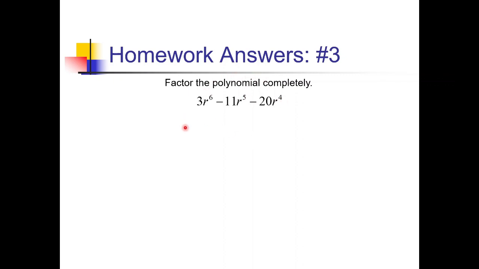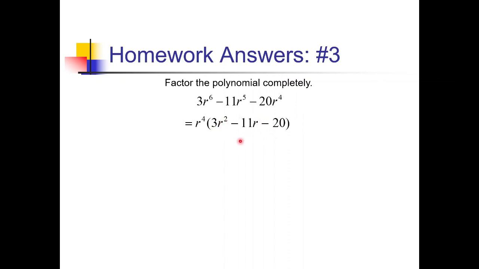So if I factor out an r to the fourth, that leaves me with 3r to the 6 minus 4, so r squared, minus 11r to the first, minus 20. And now the million-dollar question is, am I done? Or can I factor the stuff inside here a little bit more? Well, since we have a 3 instead of a 1 in front of the squared term, if I can factor this, I'm probably going to have to use either guess and check or the AC method.